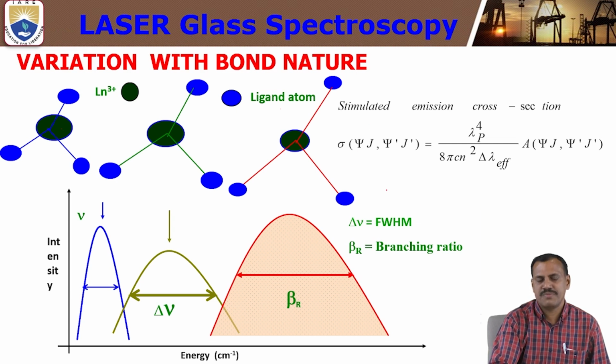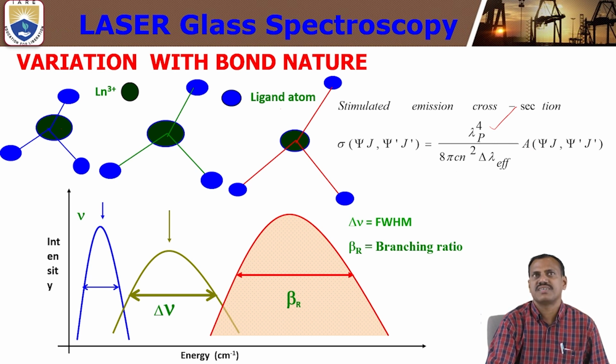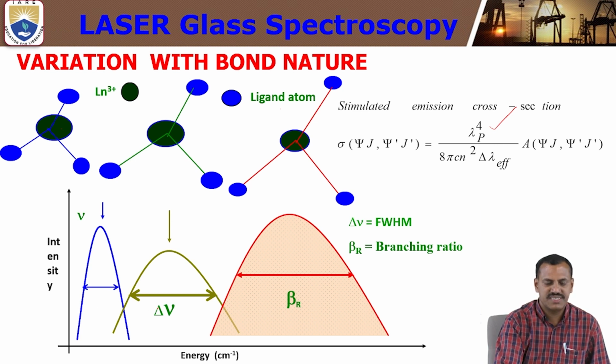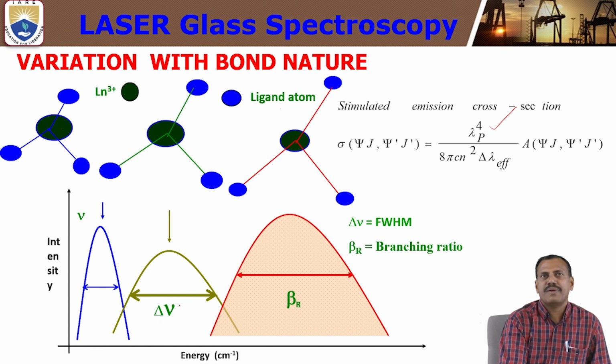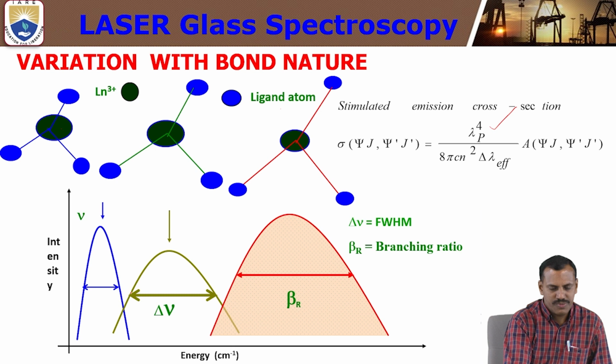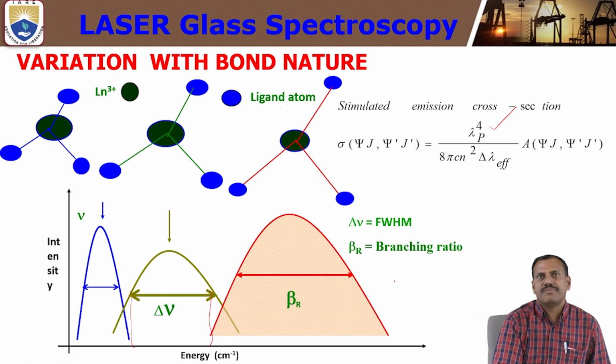The stimulated emission cross section parameter is sigma equal to lambda p to the 4th over 8 pi c n squared delta lambda effective. That is the effective wavelength. This is the radiative transition property, AR. So by using this formula, we can calculate the stimulated emission cross section with the variation of bond natures. See here the energy versus intensity. This delta mu is the width of the band. How much width is this emission band? By using this, we can calculate the energy bandwidth.